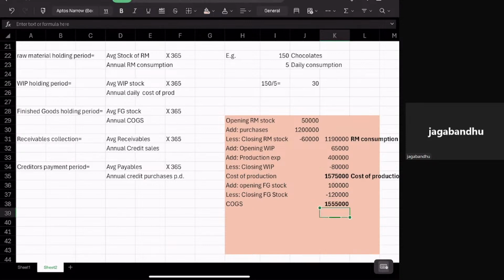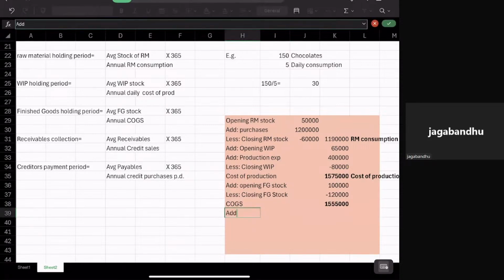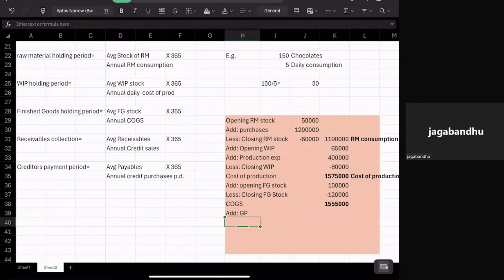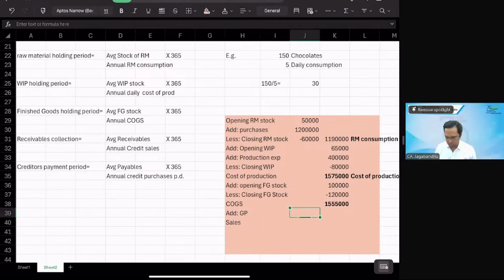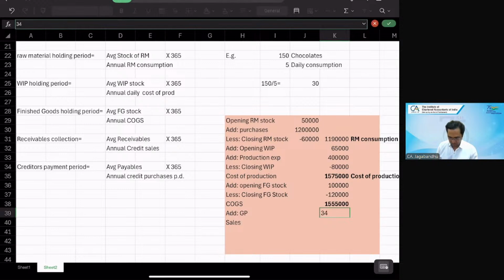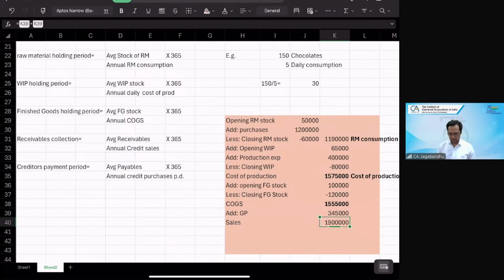Right, so COGS is 15,55,000. That's your COGS. Now, of course, on this COGS, you will add the gross profit, which will give you the value of sales. So on COGS, you add gross profit. That is going to give you the value of sales. Let us say the gross profit is 3,45,000. So sales will come out to be 19 lakh. So this is a typical income statement that we have.